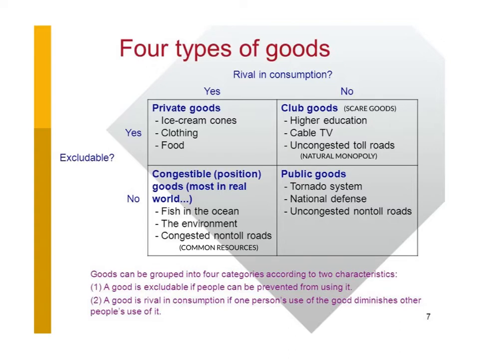The last type of good is considered to be a common resource, or in this graph it's referred to as congestible. A common resource is a good that is not excludable, but it is rival. So for example, you could go fishing, so you are not excluded from going fishing, but if I catch a fish, that fish is rival because you are no longer able to catch that particular fish.